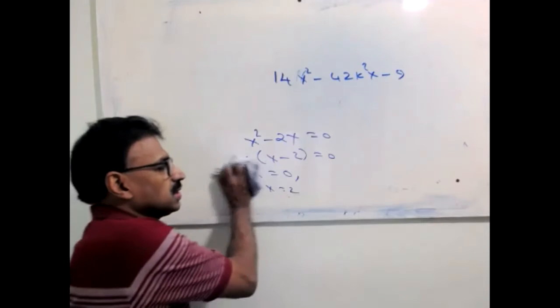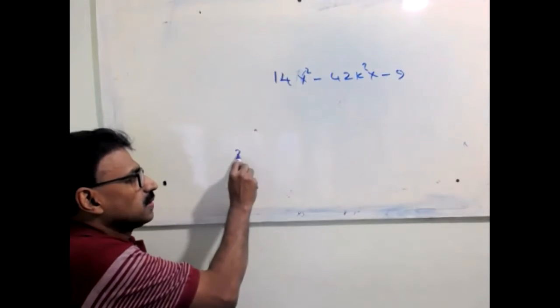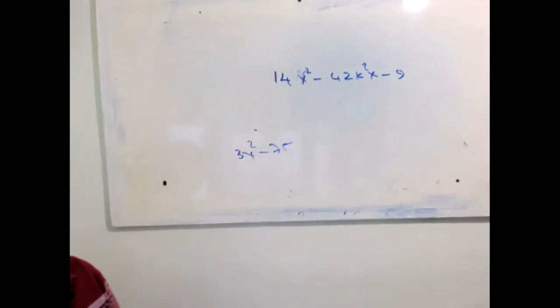Find all the zeros of 3x square minus 75.